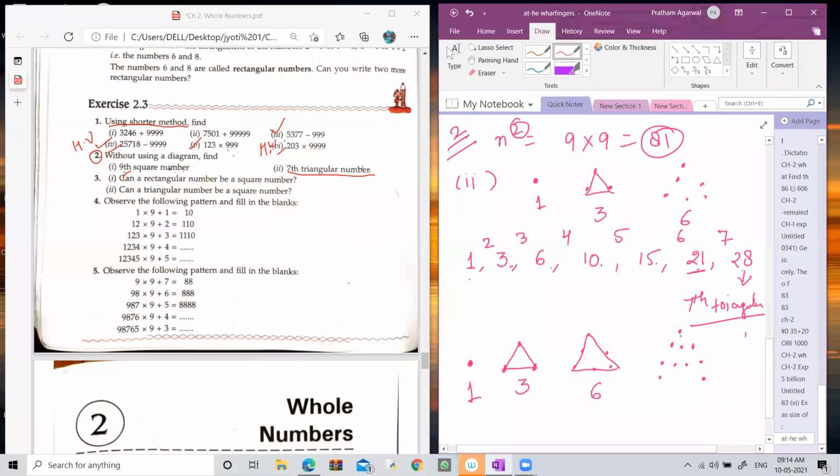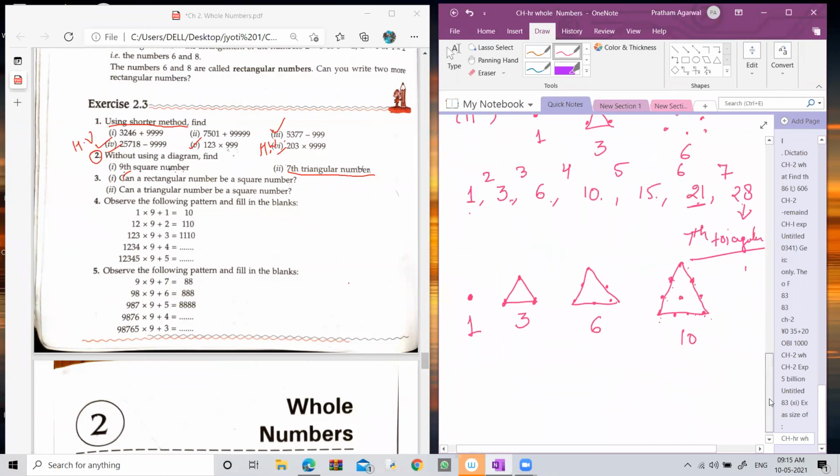Now count the number of dots. 1, 2, 3, 4, 5, 6, 7, 8, 9. Yeah, there is only 1. Okay, like this. Now count the number of dots. 1, 2, 3, 4, 5, 6, 7, 8, 9, and there is 1 more dot. Okay. The total 10 dots are here. To get the triangular shape, you have to put 10 dots. Then you will get the triangular shape. So in this way, you can find out the triangular numbers. But this is by using the diagram.